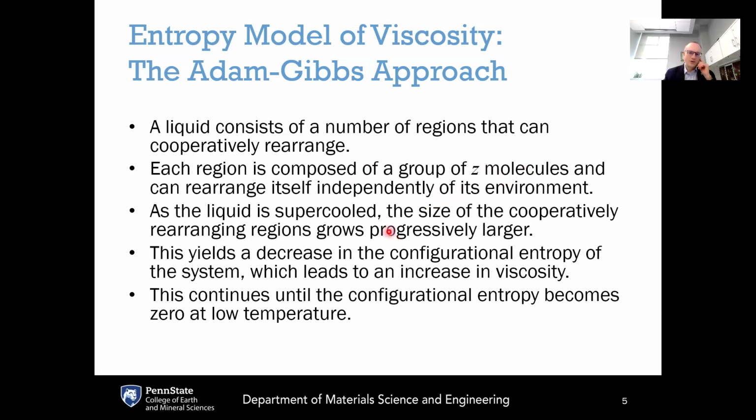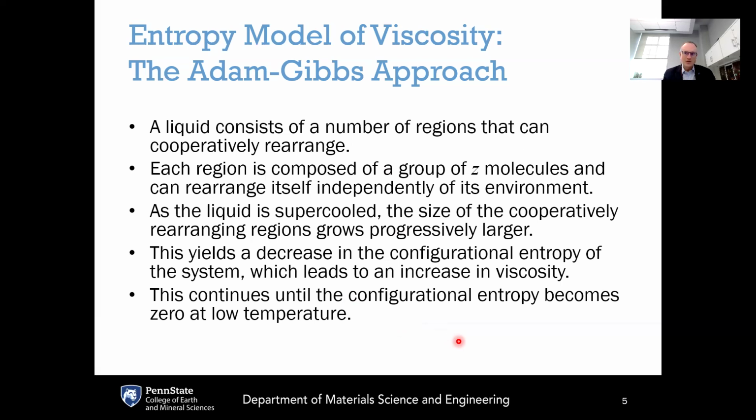Now, as the liquid is supercooled, the size of these cooperatively rearranging regions grows progressively larger. In other words, as the system cools and the viscosity increases, that means the fluidity of the system is going down, and the size of these cooperatively rearranging regions becomes larger and larger because it requires greater cooperativity among the motion of these atoms. Now, since the size of the regions becomes larger, this yields a decrease in the configurational entropy of the system, and that causes an increase in the viscosity of the liquid. And this process continues until the configurational entropy becomes zero in the limit of zero temperature, at which point the viscosity becomes infinite.